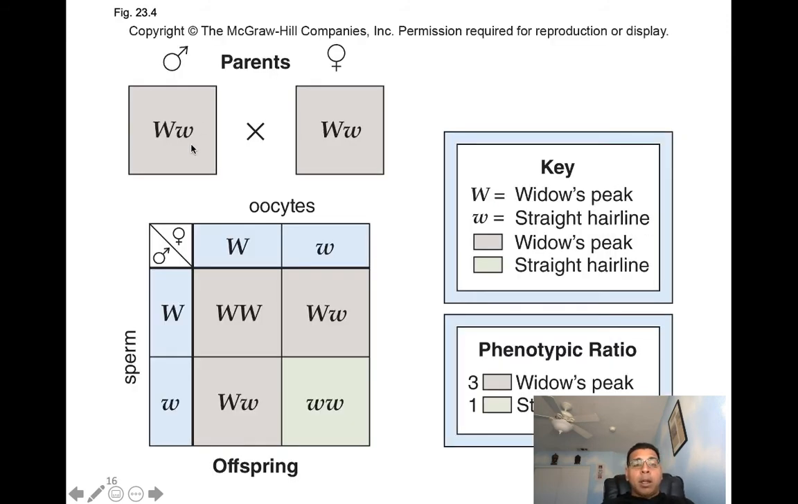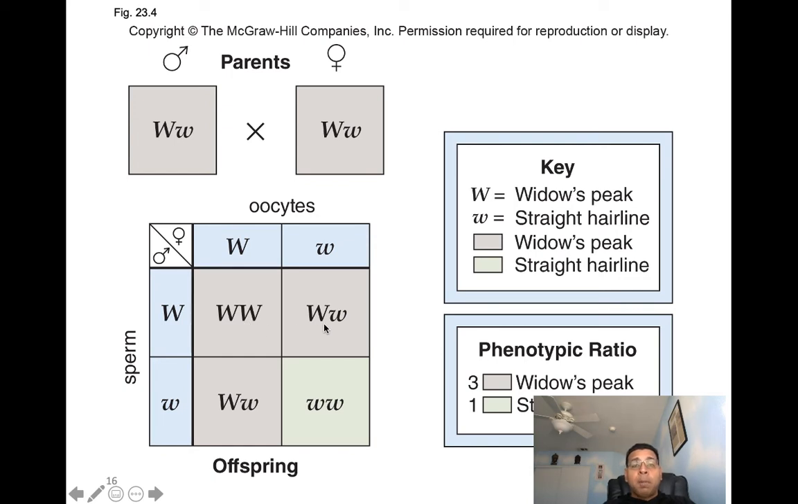So the parents are monohybrids, they're heterozygous. Here we've lined up the sperm. The father has a capital W and a lowercase w, and mom has a capital W and a lowercase w. One of the possible offspring genotypes can be capital W, which comes from dad, and another capital W, which comes from mom. Another offspring can get a capital W from mom and a lowercase w from dad, making this individual heterozygous compared to the homozygous dominant offspring that we talked about first.